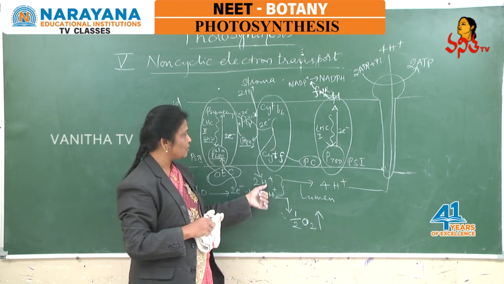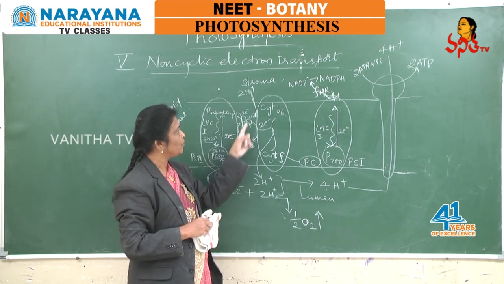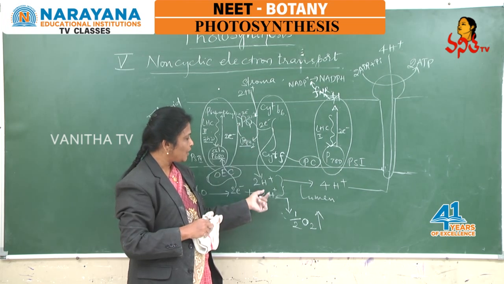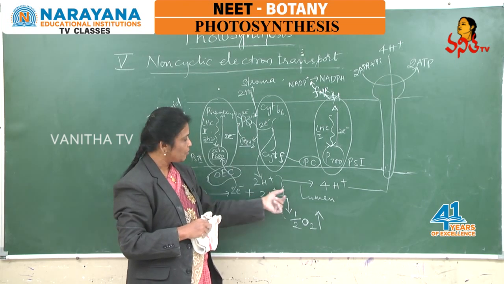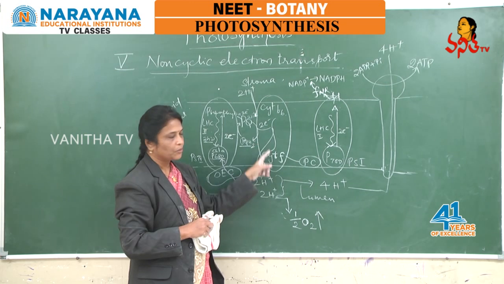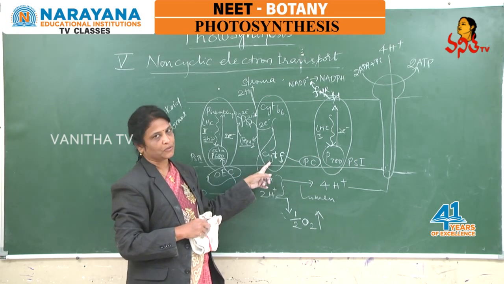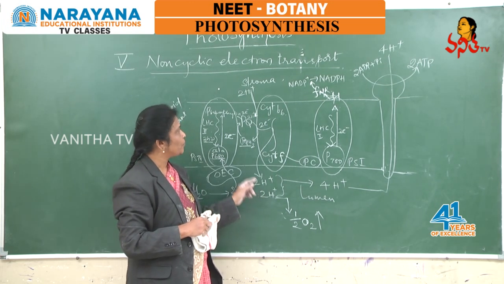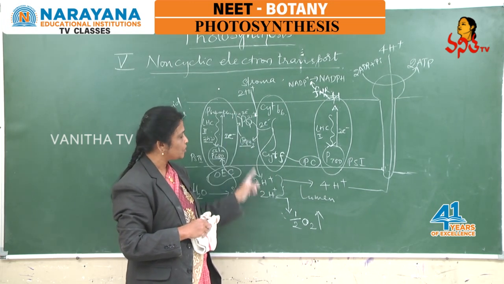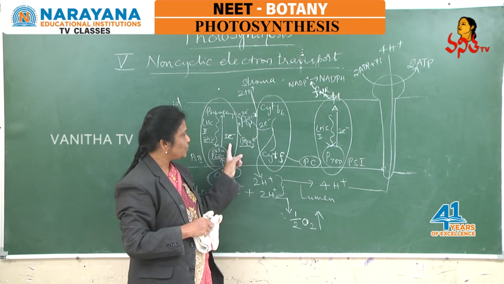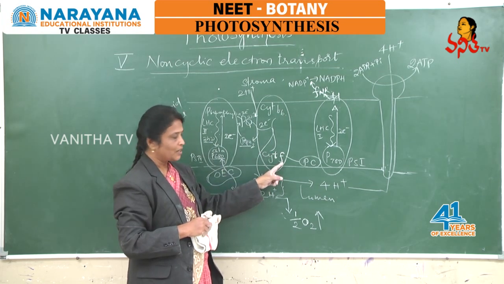So such protons which are taken by plastoquinone from stroma and left to the lumen are translocated to the lumen, as the cytochrome complex is only an electron carrier and does not take the protons. So that is the reason why proton translocation from stroma to lumen occurs during non-cyclic electron transport.